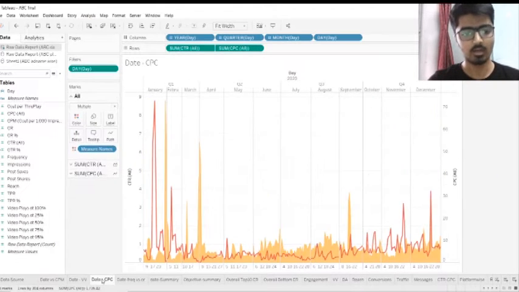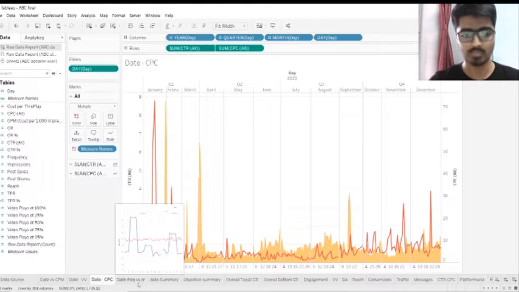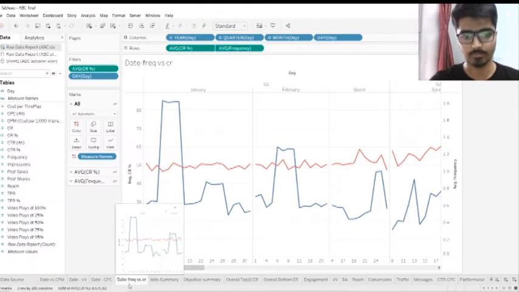Same here, on the x-axis we have date, and on the y-axis we have CTR, click-through rate, and CPC. This is a line chart and an area chart, a dual axis chart. These will all be combined at the dashboard and the results will be seen there.